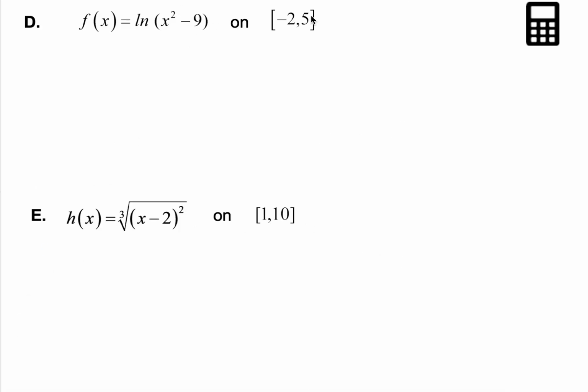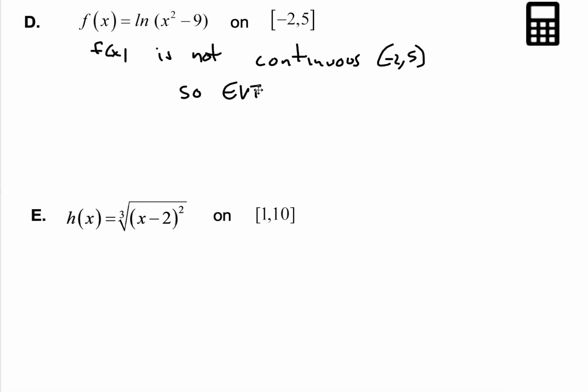For this function, they want us to find the max and the min from -2 to 5. Just know this is a ln function, and we have x squared minus 9 in this case. So the thing that you have to realize is that f of x in this case is not continuous, right? It's not continuous on -2 to 5, because we could have values in between here that become negative, between -3 and 3. So therefore, the function is not continuous. And as a result, the extreme value theorem does not apply.